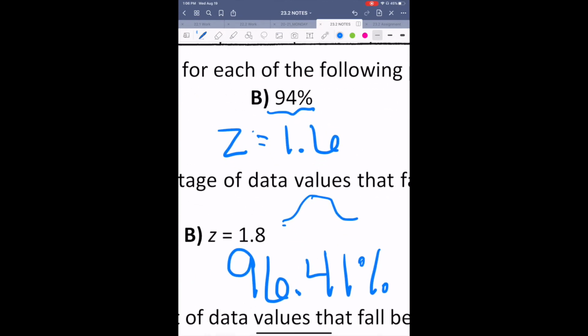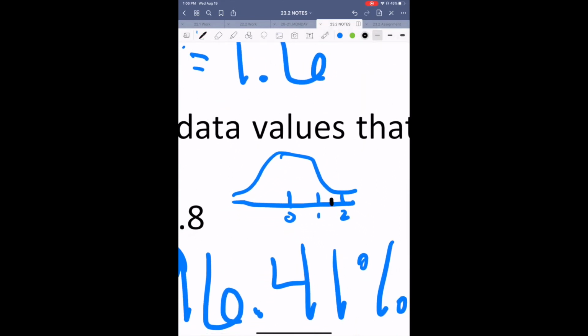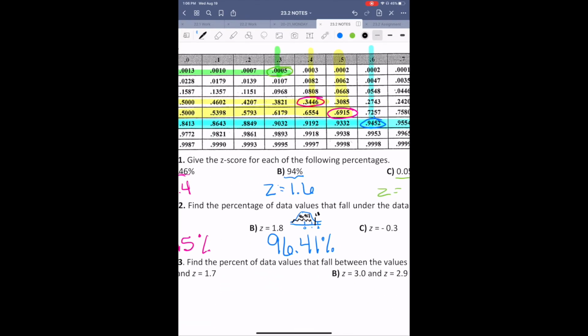Okay, now what this is telling us is that given the bell curve, here's 0, here's 1, here's 2, at 1.8, which would be about here, this is telling us that this is 96.41% of data. You have to remember this. It is the data to the left of the z-score.